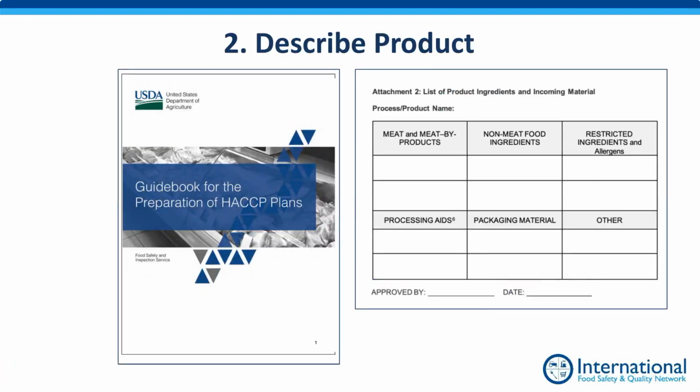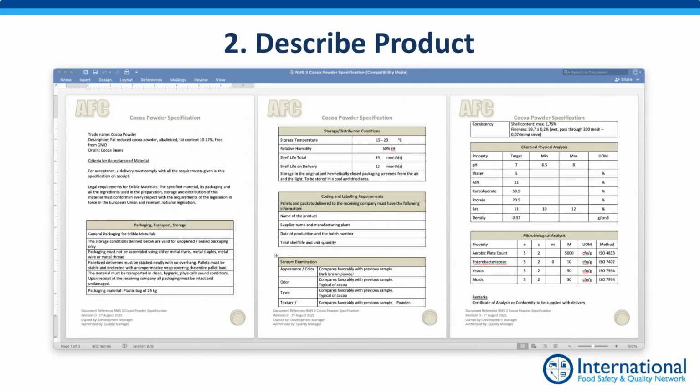So you need to be listing product ingredients, packaging materials, and incoming raw materials that need to be covered in your preliminary steps. Your team should have identified these ingredients and raw materials in your product description. And then you need to make sure you have sufficient information to conduct your hazard analysis in the next stage. I do this by ensuring I have sufficient supplier information and specifications for all raw materials, ingredients, packaging.